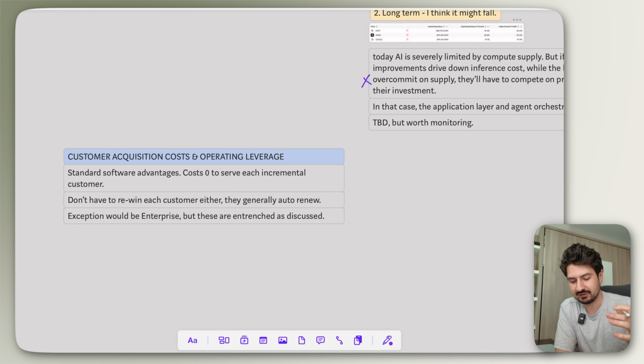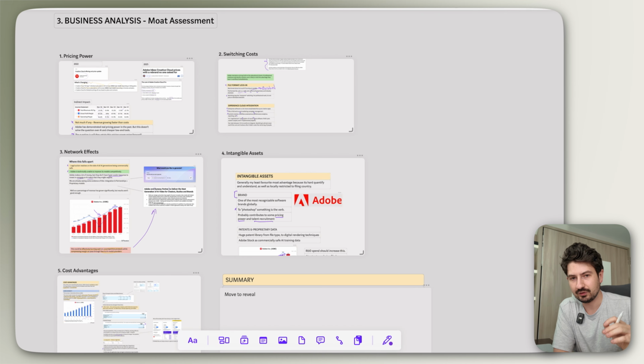And then finally, we can just think about their acquisition costs and the operating leverage. This is again quite standard for software, but it really costs them nothing to serve each incremental customer because the software is already written, and they don't have to re-win each customer either. It just auto renews and they get your money, which is great for them. So that is the assessment of all 5 moats and where Adobe currently sits within them.